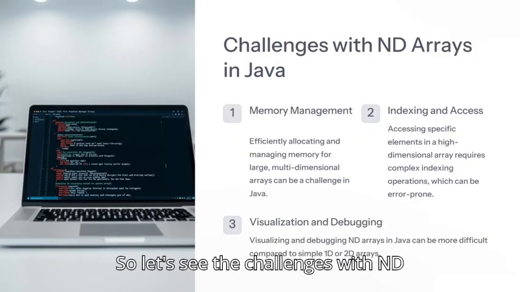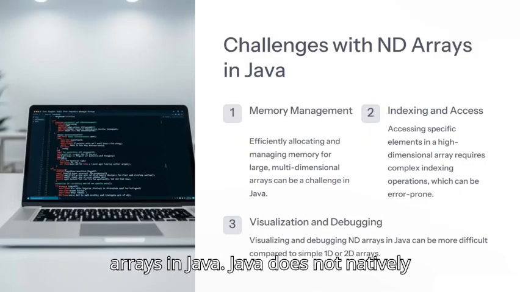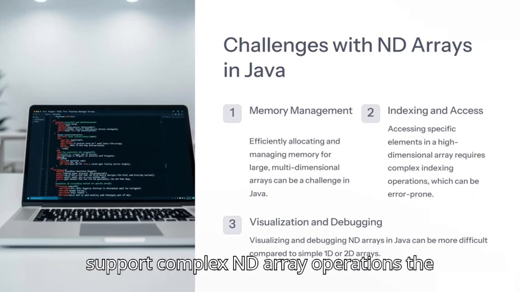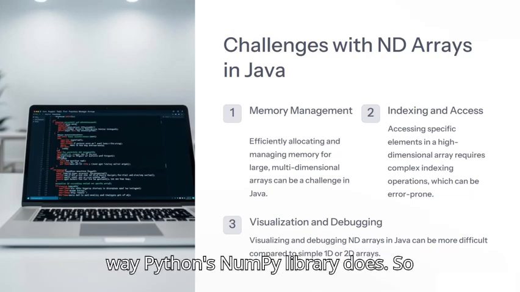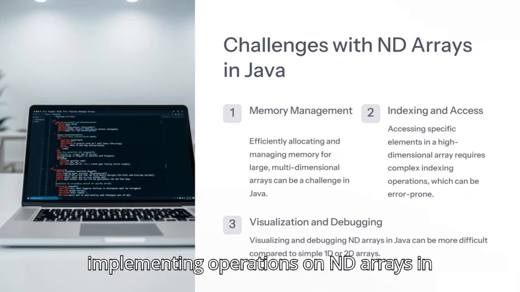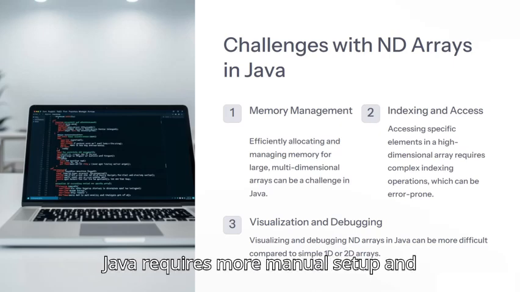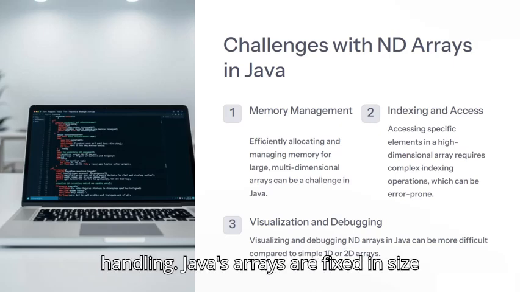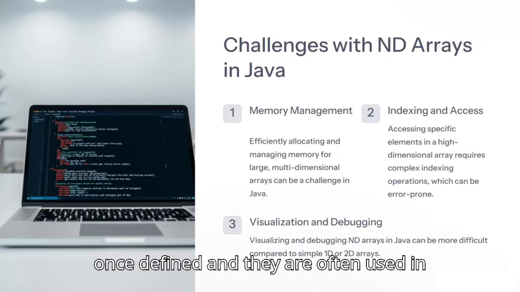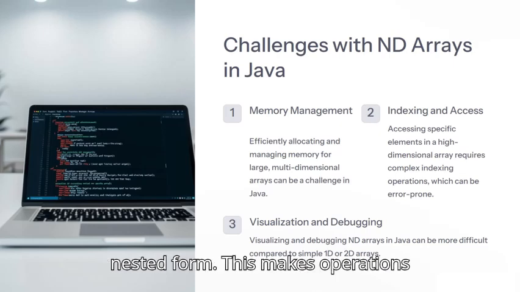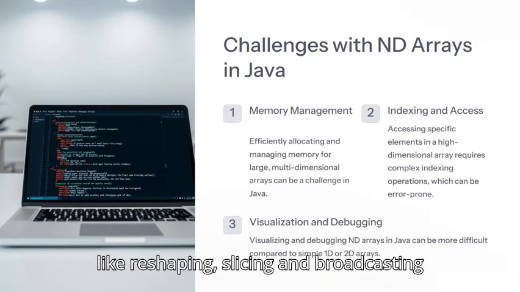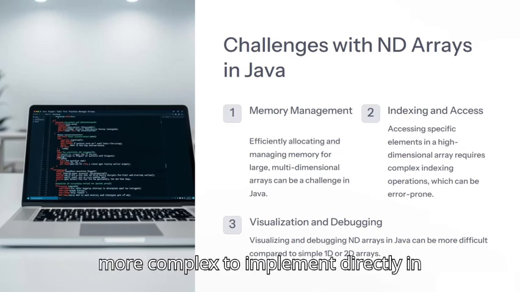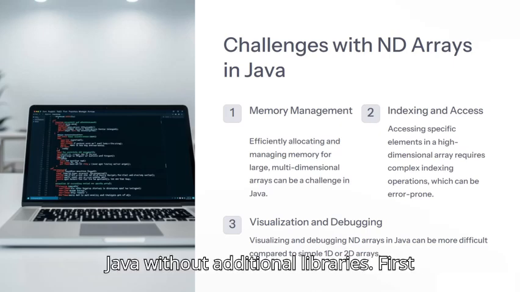So let's see the challenges with ND arrays in Java. Java does not natively support complex ND array operations the way Python's NumPy library does. So implementing operations on ND arrays in Java requires more manual setup and handling. Java's arrays are fixed in size once defined, and they are often used in nested form. This makes operations like reshaping, slicing, and broadcasting more complex to implement directly in Java without additional libraries.